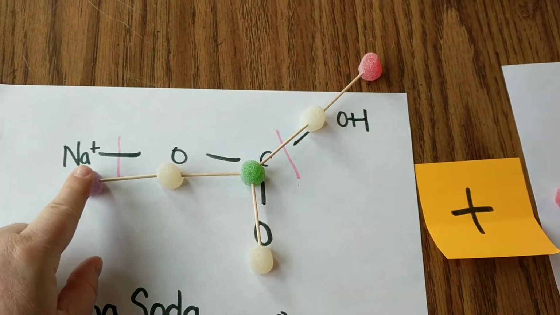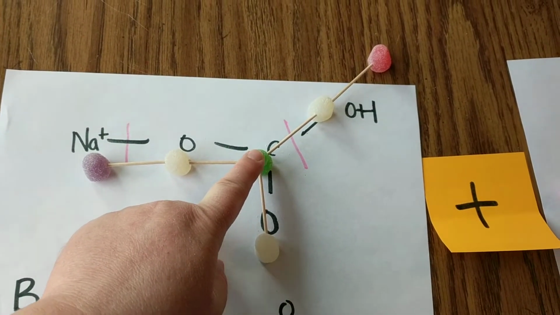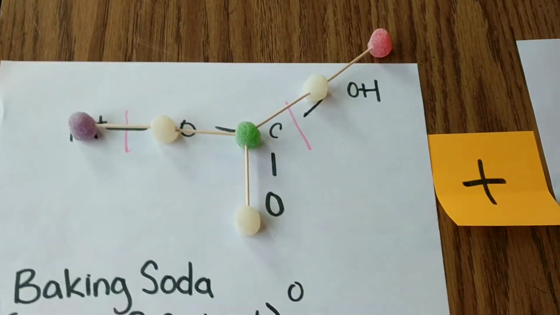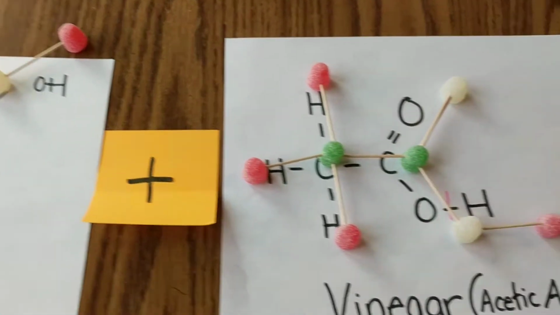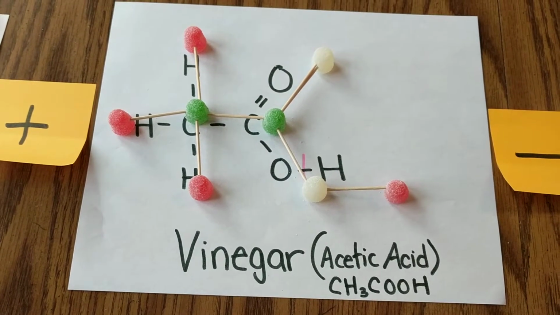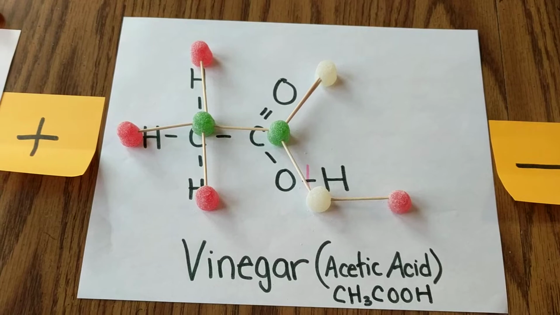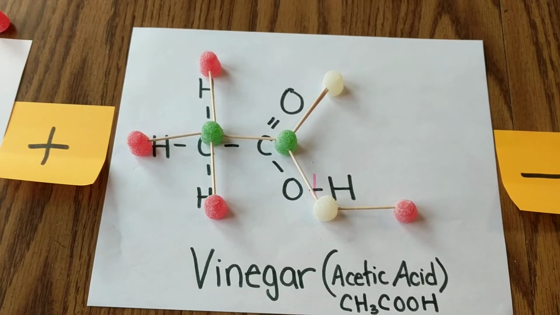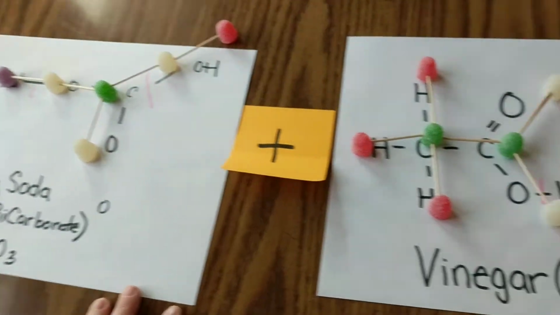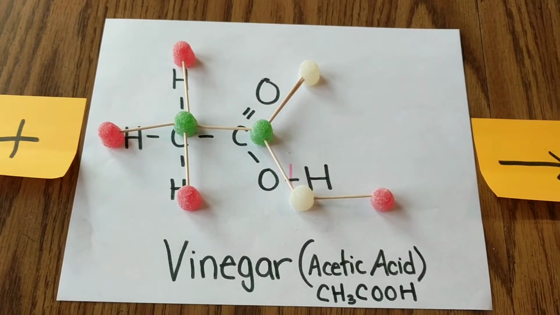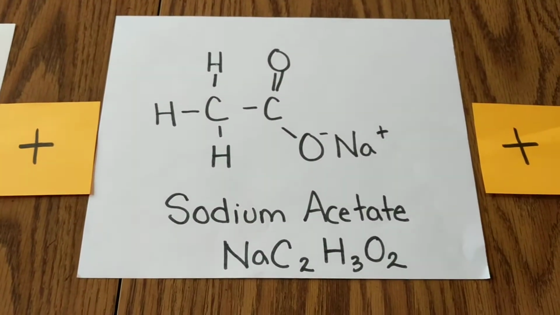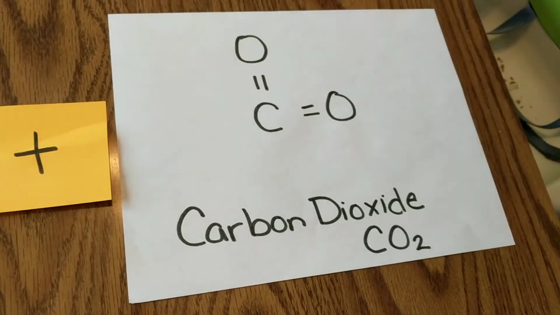So we have sodium and oxygen, carbon, and the red up here is hydrogen. So that is our baking soda. This is our vinegar. And what happens when we combine them is the bonds between the elements break. So we're actually changing baking soda and vinegar, and we're going to get something else. We're going to get water, sodium acetate, and carbon dioxide.